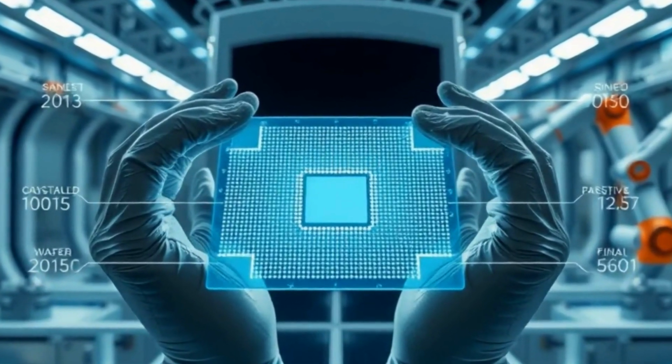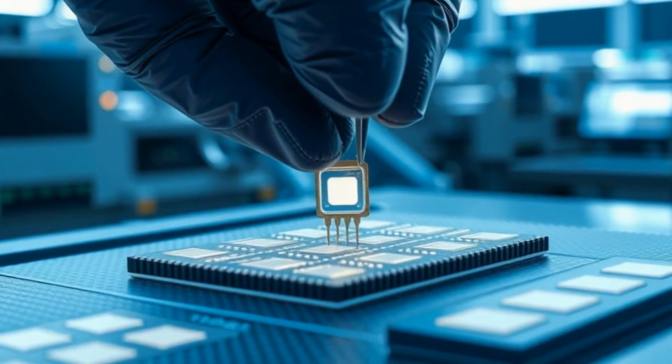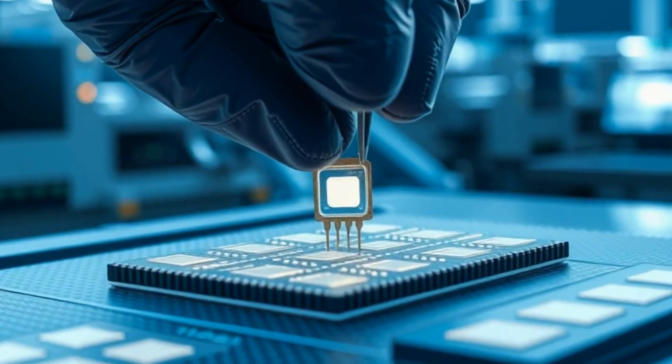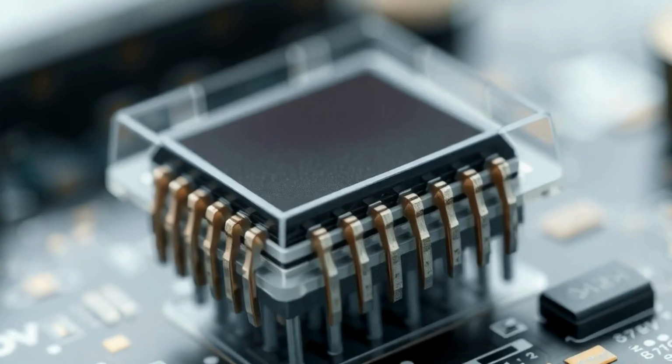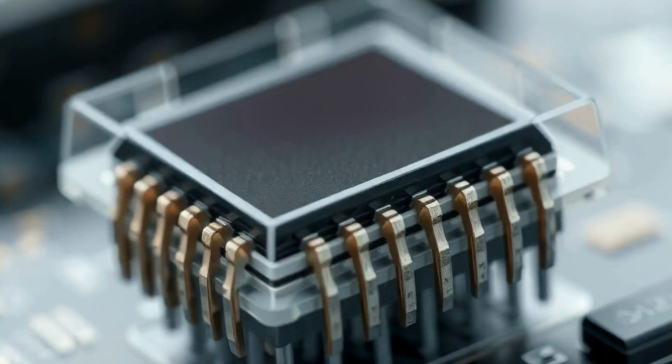Step 5 is testing and packaging. Each chip gets tested individually, then cut from the wafer and placed into a protective package. This package has all those little metal pins you see that connect the chip to the rest of your device.